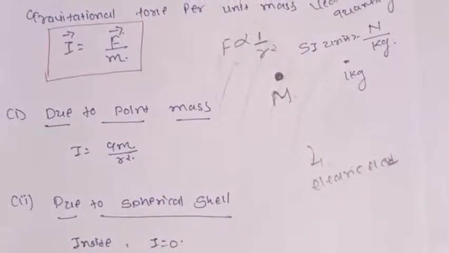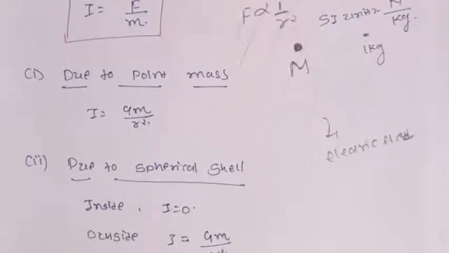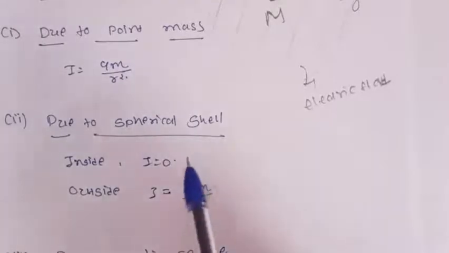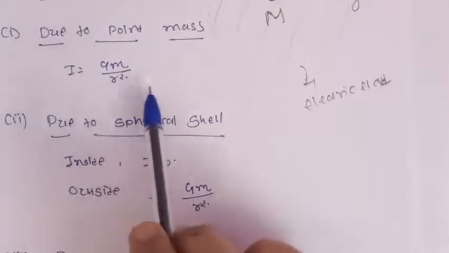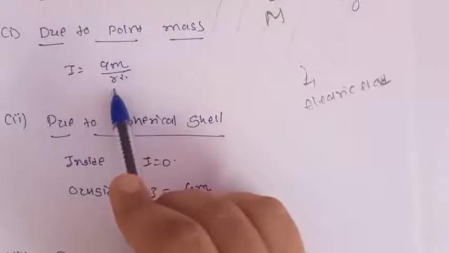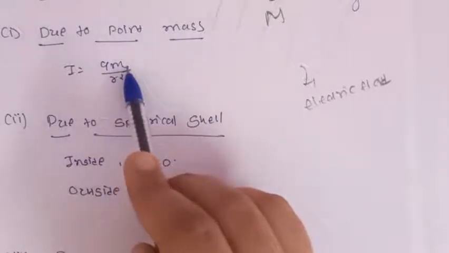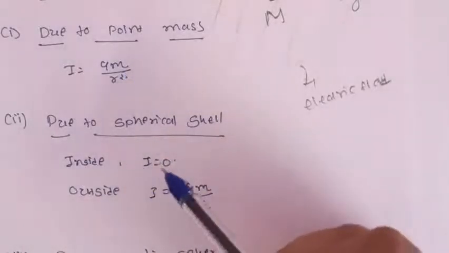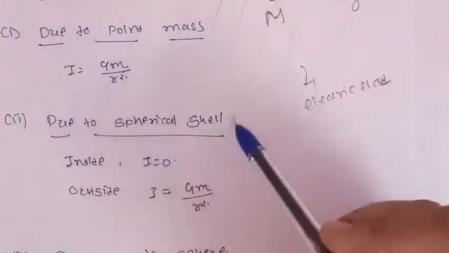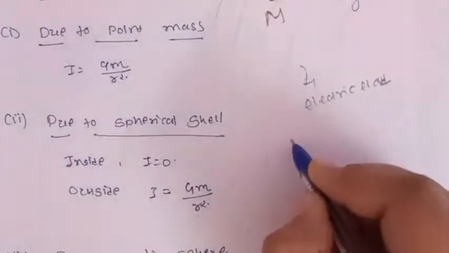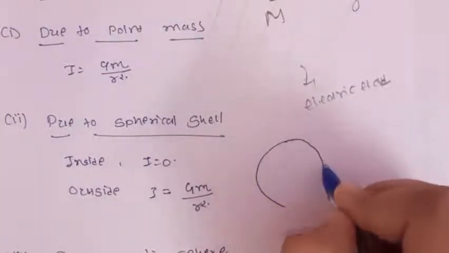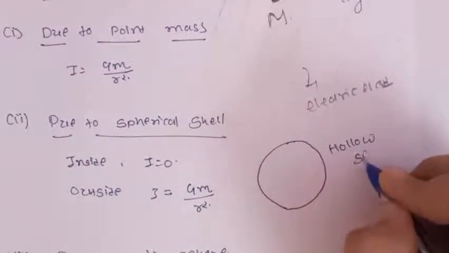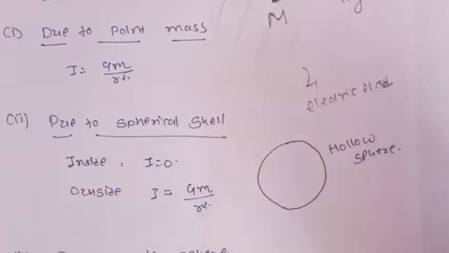Now, let us see the gravitational field due to different structures. First, due to point mass. The gravitational field due to point mass is simply GM upon r square, where M is the point mass of which we are finding the gravitational field. Now, the gravitational field due to spherical shell. Spherical shell is the hollow sphere inside which there is no mass.